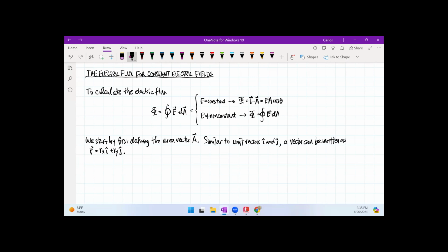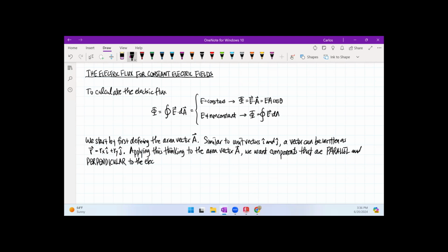Now, if we apply the same thinking to an area vector, area vector A, we want components that are parallel and perpendicular to the electric field.